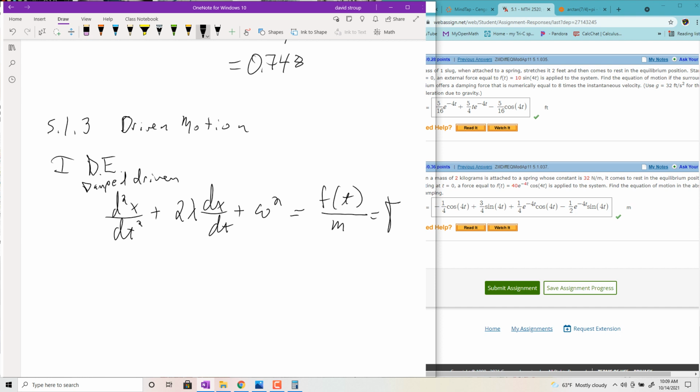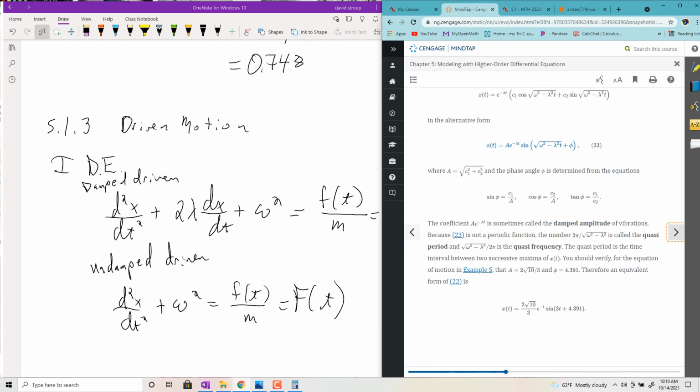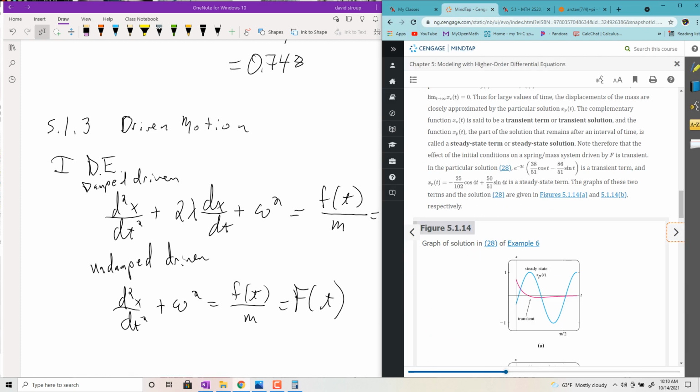Okay, the book overall calls that big F of t. So what you see is you have the same kind of equation as before, but now it's non-homogeneous, so you'll have to use the annihilator method to solve these. Okay, so there's the damped driven and undamped driven. They talk a little bit about the undamped driven with regards to resonance, which is really fascinating. I just don't have time to go through it towards the end here.